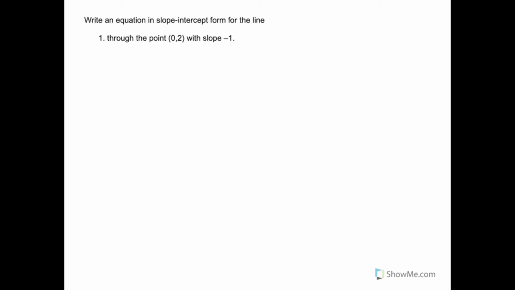Our first example, we're asked to write an equation in slope-intercept form for the line through the point 0, 2 with slope -1. Well, slope-intercept form is the form y equals m, the slope, times x, plus b, the y-intercept. I need to fill in m and b. And m, I see, is this slope -1, so I'm going to write -1 there.